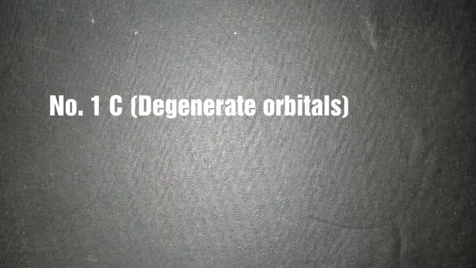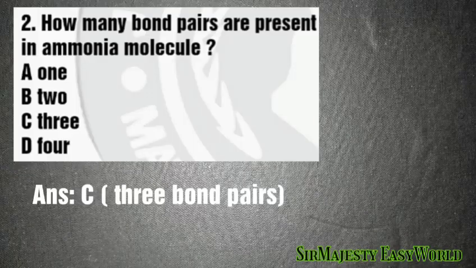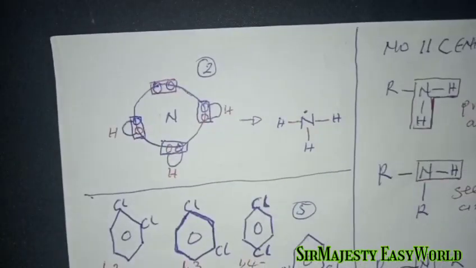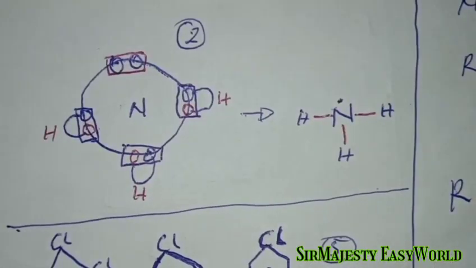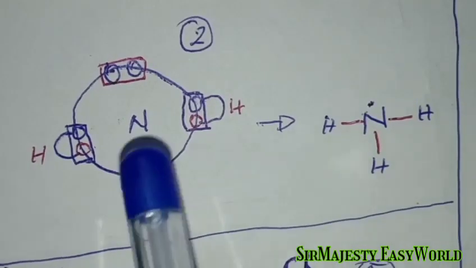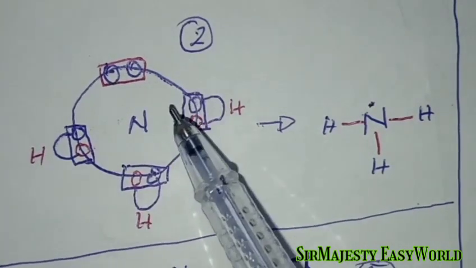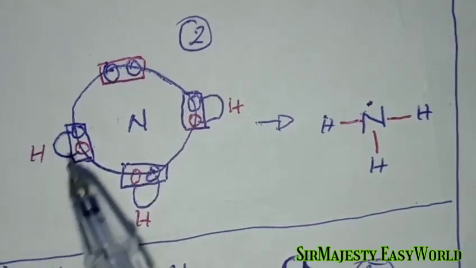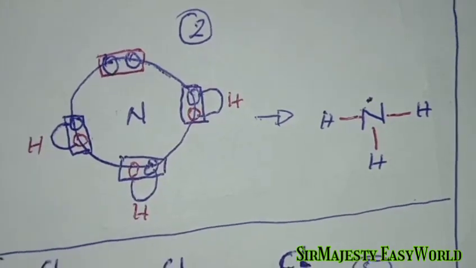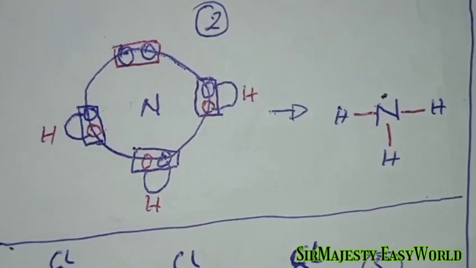That's option C. Number two says, how many bond pairs are present in an ammonia molecule? Here comes the answer. Watch this clearly. Here is a bond pair. We have three bond pairs here: 1, 2, 3, and one lone pair. So the bond pairs present in an ammonia molecule are three bond pairs. That's option C, and one lone pair.